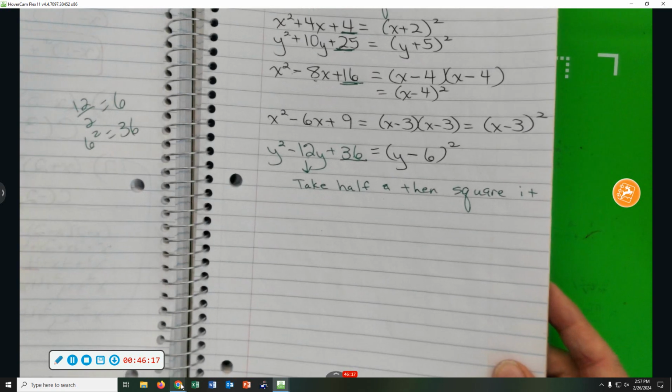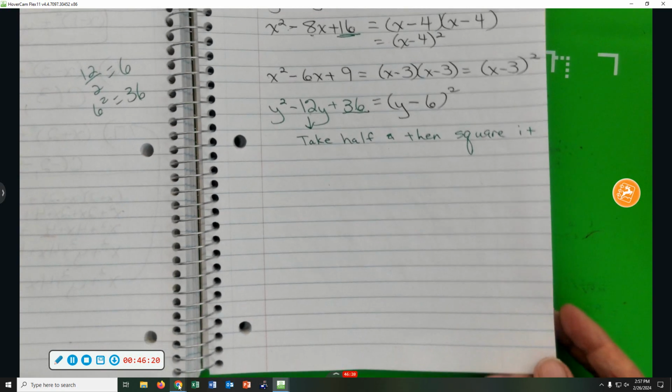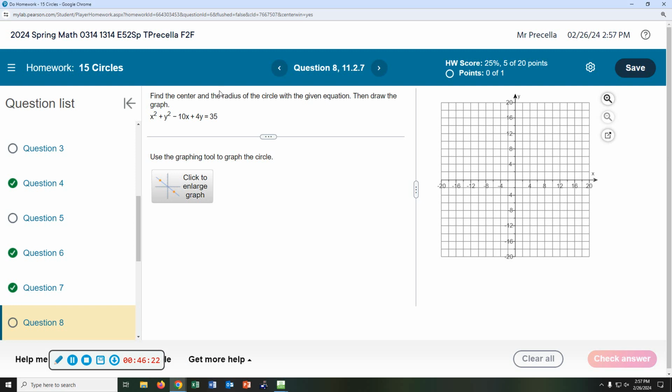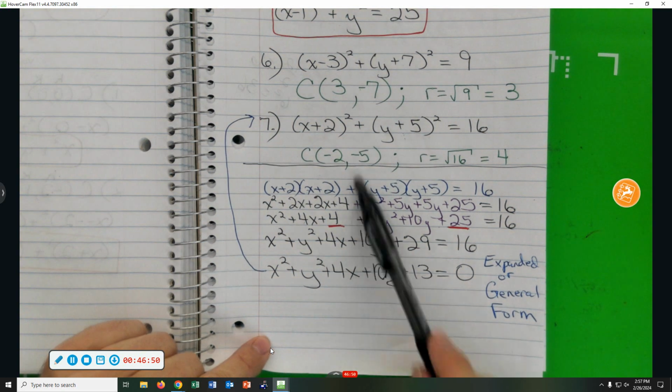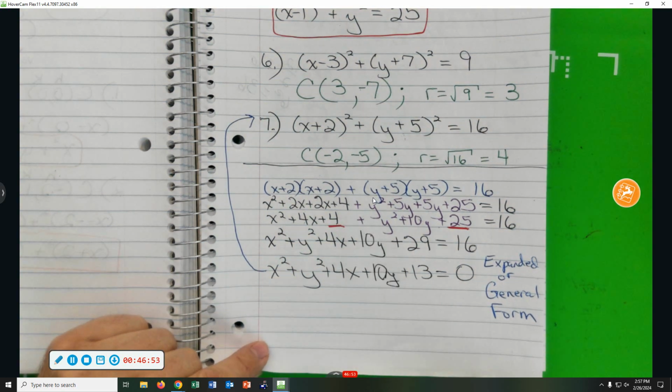Okay. Let's look at number 8, and we're going to follow this little recipe that we have. It says find the center and radius and then draw the graph. x squared plus y squared minus 10x plus 4y is equal to 35. Realize what we're trying to do. Switch to my paper. Our work is going to look sort of like what we were doing here, going backwards.